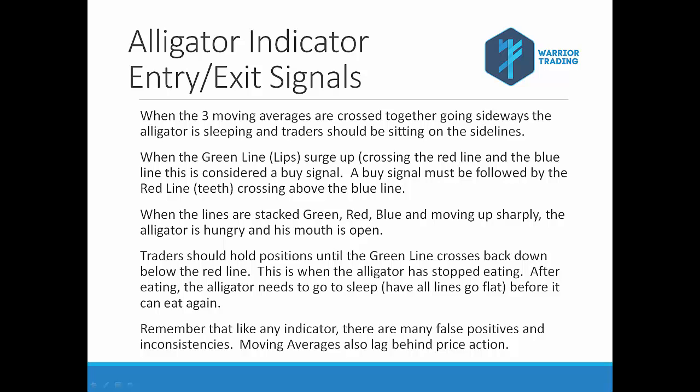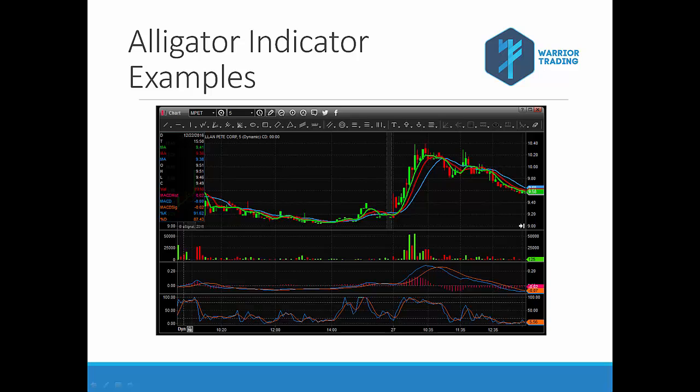Now, this is also designed to help keep traders in trades longer because traders should hold positions until that green line crosses back down below the red line. That's when the alligator has stopped eating, right? But as long as he's eating, those lines will be all open and they'll be kind of like a ribbon. You'll have the blue line, then the red line, then the green line. All right, so this is an example here.